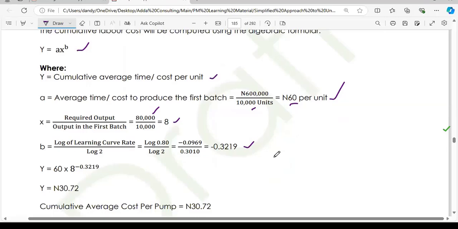So to now get the cumulative average cost per unit, which is Y, I would say A is 60, X is 8, then B is minus 0.3219. Put everything on your calculator. We got 30 naira 72 kobo per unit. The cumulative average cost per unit is 30 naira 72 kobo.